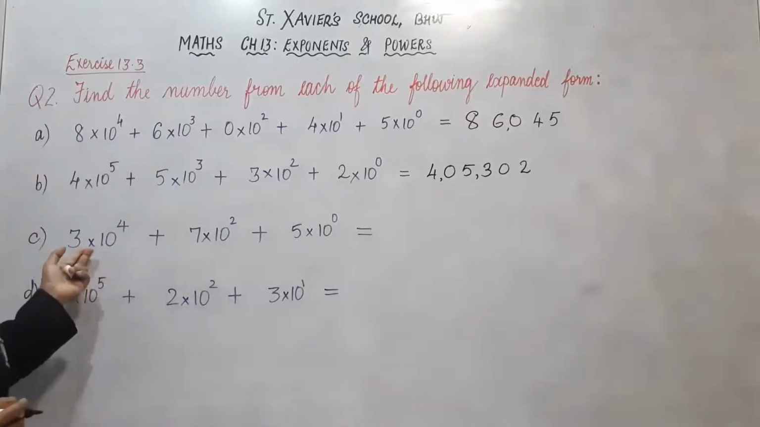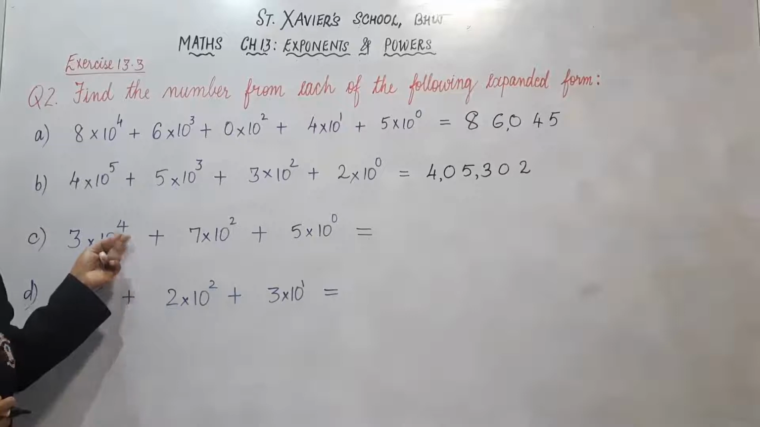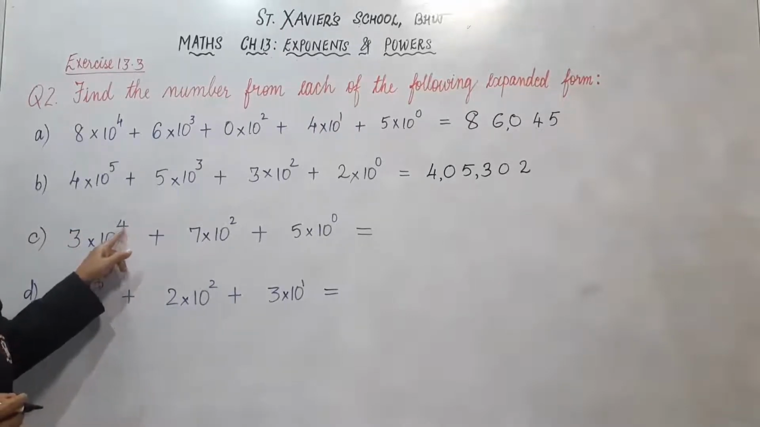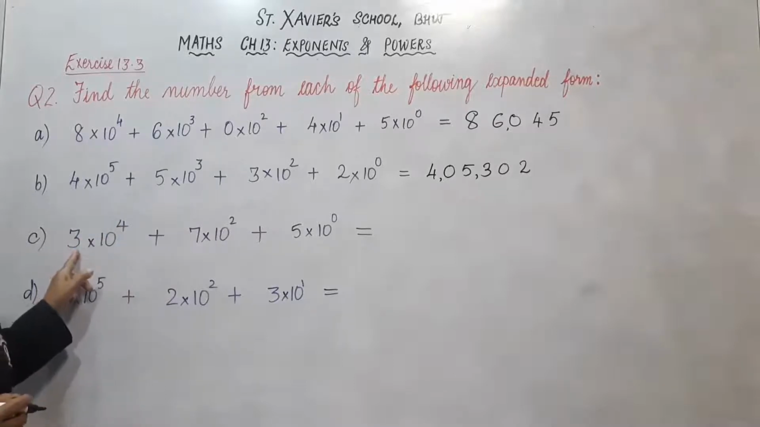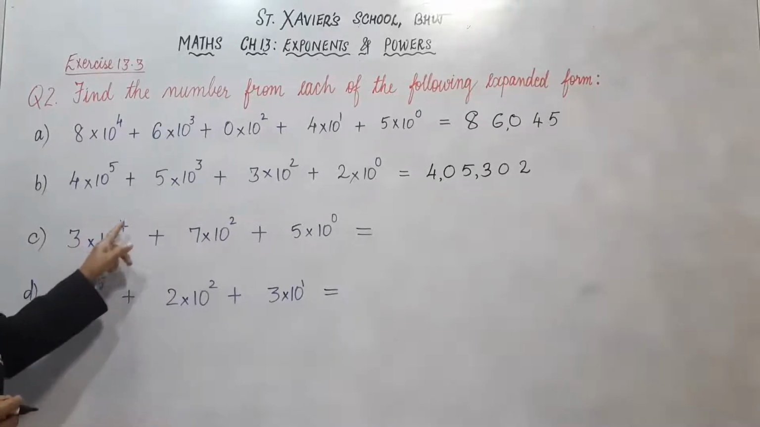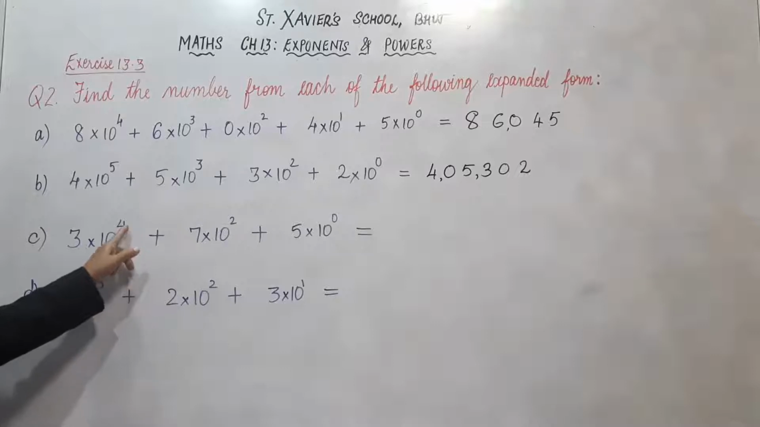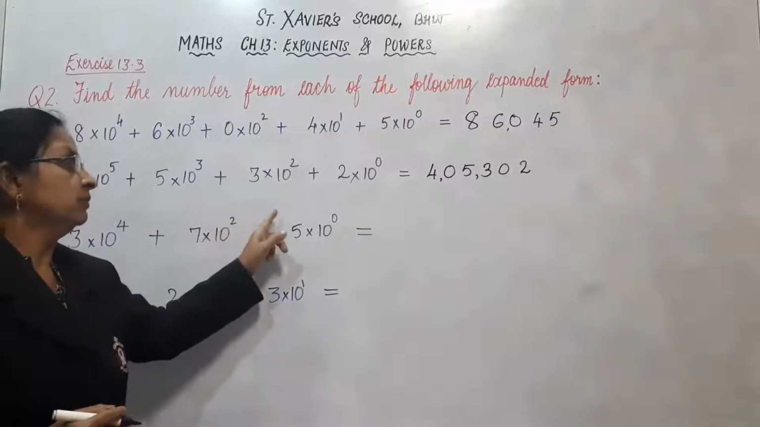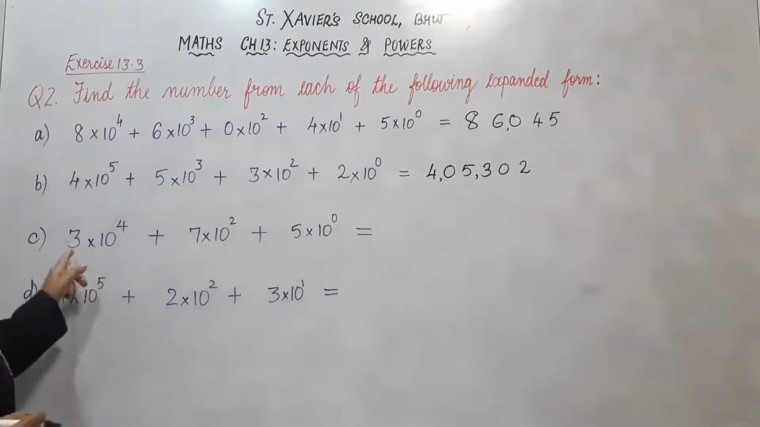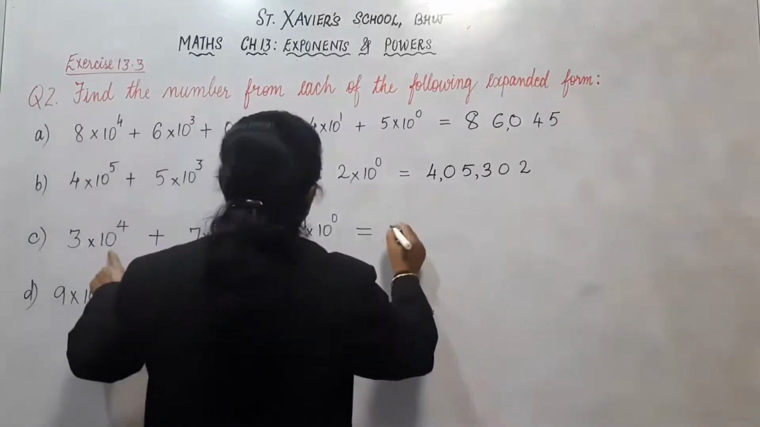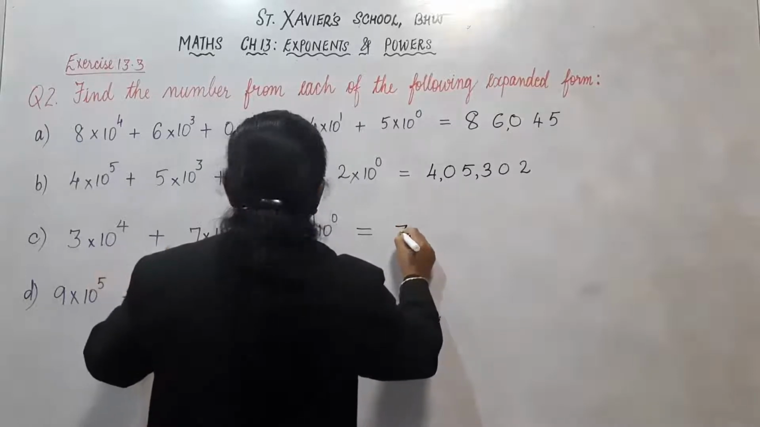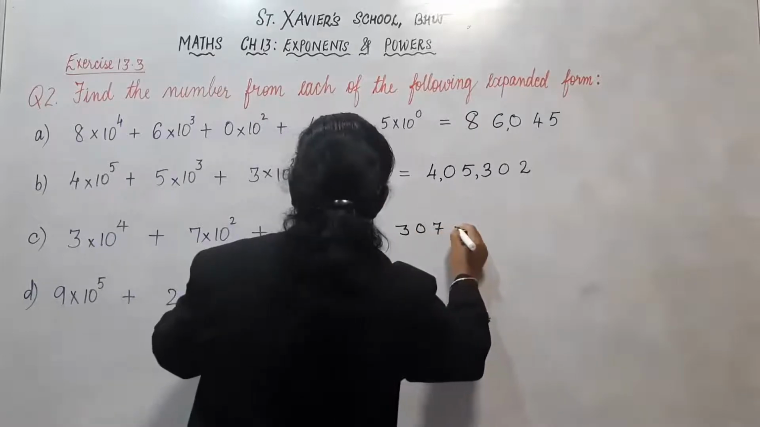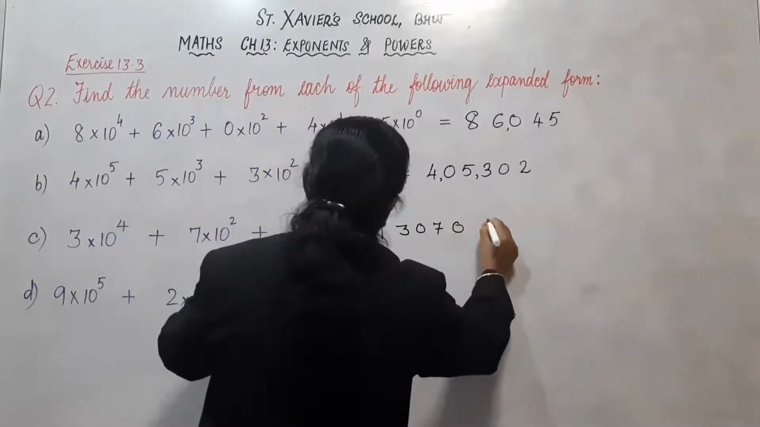Now here 3 into 10 raised to 4. First digit power is 4. Power of 10 is 4. Therefore, there will be total 5 digits. So, let's check whether all the numbers are there. Fourth power is there. Then third power is not there. Second power is there. Unit power is also not there. So, let us see. 3. Then here we put 0. Then 7. Here again 1 is missing. So, we put 0. Then 5.